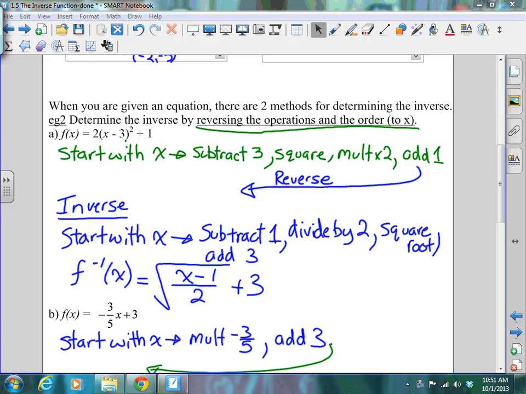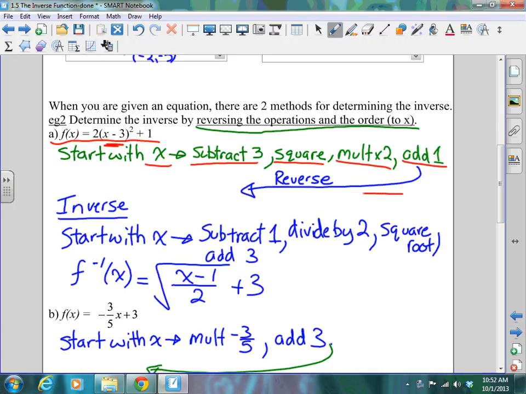So taking a look at this expression, guys, in the original form we've got f of x equals 2 times (x minus 3) squared plus 1. Start with x, and what's happening with x? We subtract 3. Then you take that expression and square it. And then you multiply that by 2 and then you add 1.